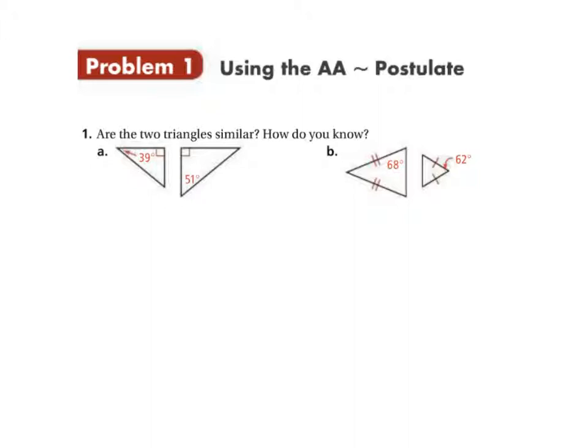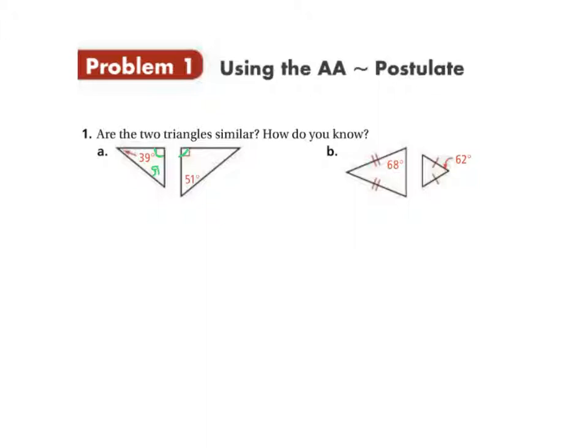Okay, so let's look at this. They give us a couple triangles. Are they similar? Well, I don't know. Do we have angle? I see that I have a 90 degree and a 90 degree. The other two angles don't match though. But I should probably check and see, does the third angle match anything? So I'm going to do 180 minus 90 minus 39. And I end up getting a 51 for this angle right here.